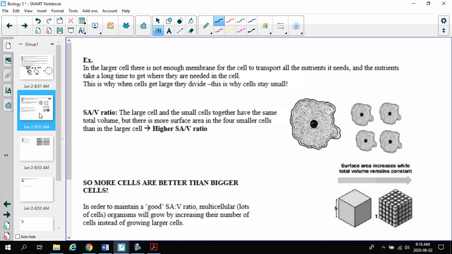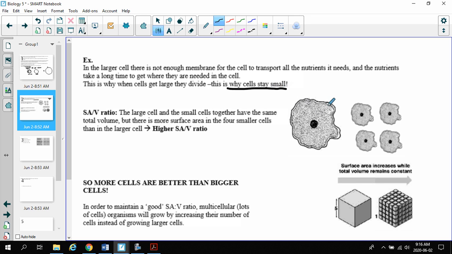So it says, example, in the larger cell, there's not enough membrane for the cell to transport all the nutrients it needs, and the nutrients take a long time to get where they are needed in the cell. This is why cells divide. So our cells are dividing all the time in our bodies and in plants and in anything. Cells are dividing very frequently because cells want to stay small.